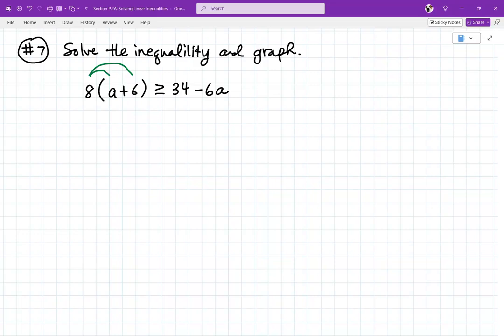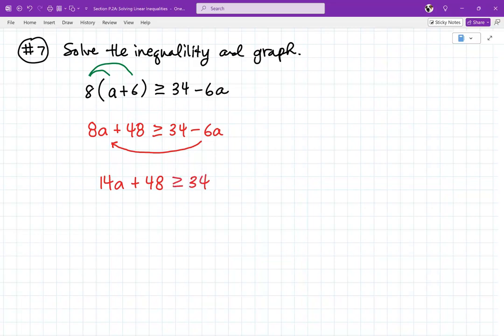So I'm going to distribute 8 times a, that's 8a, plus 8 times 6, that's 48, greater than or equal to 34 minus 6a. So you should have gotten that once you distribute it. Then you combine like terms. Notice 8a and negative 6a are on different sides of the inequality. So I'm going to have to get this negative 6a and move it to the left. It's the smaller of the two. I always like moving the smaller of the two. So I'm going to move this negative 6a over to that side, so it's going to become positive. So 8a plus 6a, that's 14a plus 48, greater than or equal to 34.